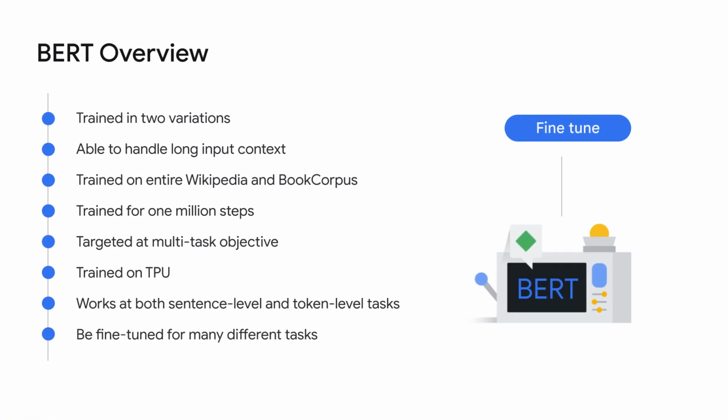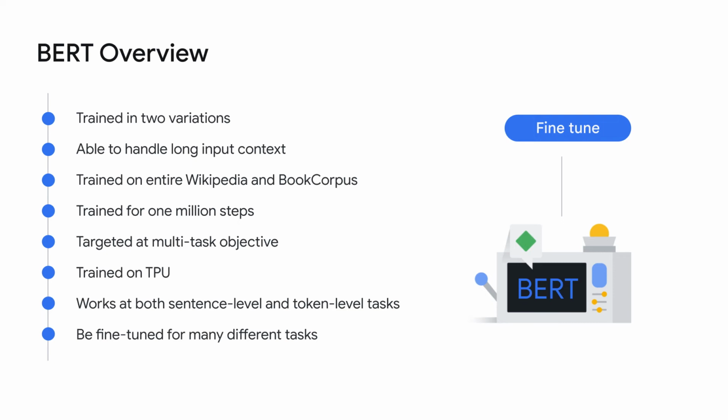BERT was trained in 2 variations. One model is BERT base, which had 12 stacked transformers with approximately 110 million parameters, and the other, BERT large, with 24 layers of transformers with about 340 million parameters.